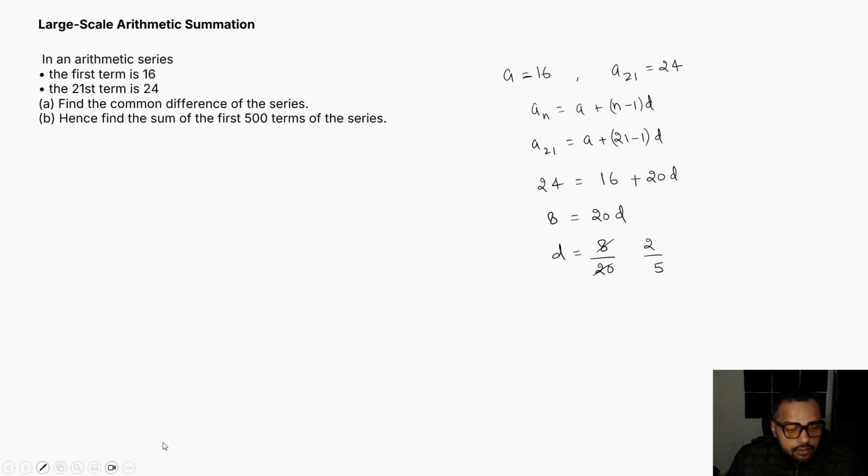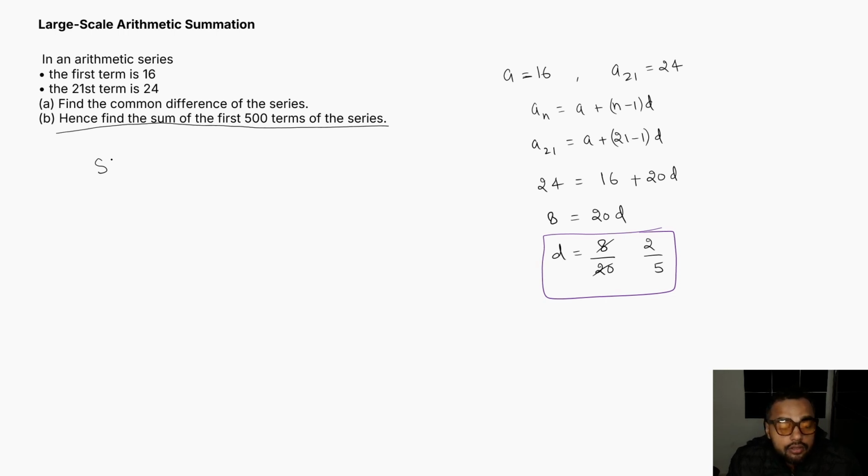So we can mark this as the common difference which they have asked in part 1. Now in the second part they have asked to find the sum of the first 500 terms of the series. The sum of n terms of the arithmetic series will be Sn equals n by 2. We have two formulas with us, students: 2a plus n minus 1 times d. This we know. So for 500 it will be S500 equals 500 by 2.